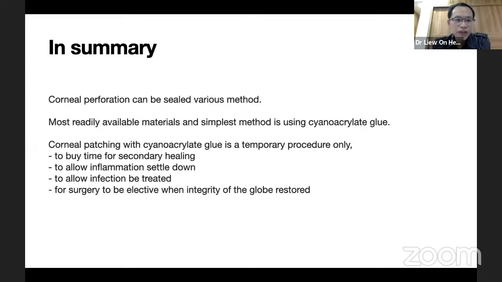So in summary, corneal perforation can be sealed with various methods, and the most readily available material and the simplest method is using cyanoacrylate glue. Corneal patching with cyanoacrylate glue is a temporary procedure only. It's for you to buy time for secondary healing, to allow inflammation to settle down, to allow infection to be treated, and for surgery to be elective when integrity of the globe is restored.